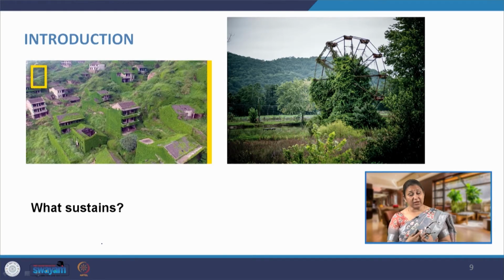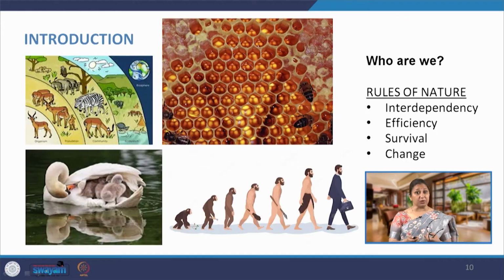So, are we going to sustain? Again the same question. Are human beings going to sustain? Well, we will, because we are nature. But we will sustain only if we become one with nature. We follow the rules of nature. Quickly, the four most important rules of nature are interdependency, efficiency, survival and change.